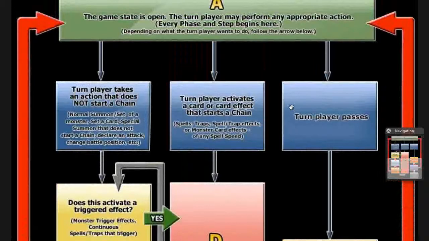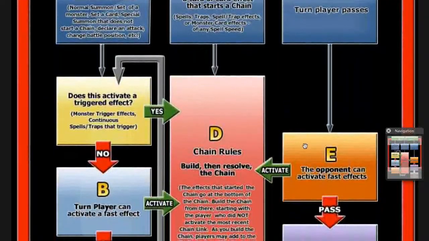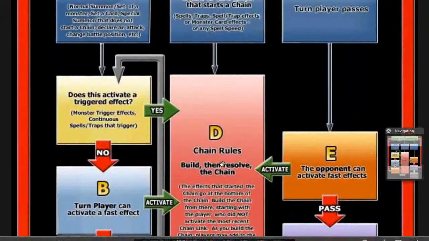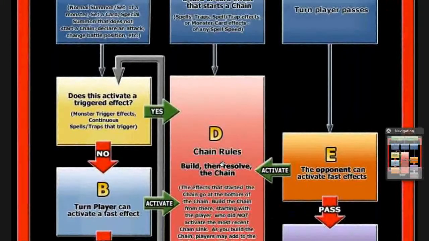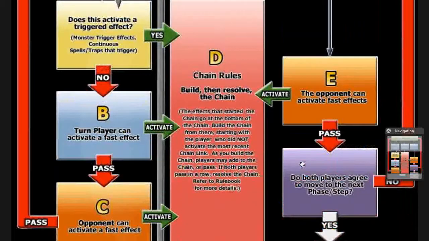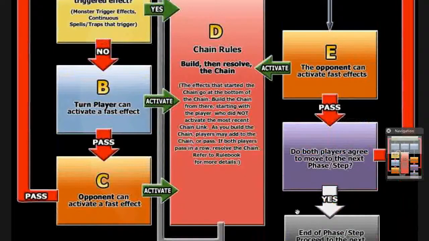And finally we'll go down the last column. This is the procedure when you want to move to the battle phase, or to the battle step, or to the damage step. So let's say, okay, ending main phase 1, that's the turn player passing. If the opponent activates a fast effect, we start a chain again, and we go back round, and we're still in the main phase. If the opponent doesn't activate anything, and both players agree to move to the next phase or step, then we move to the next phase or step.